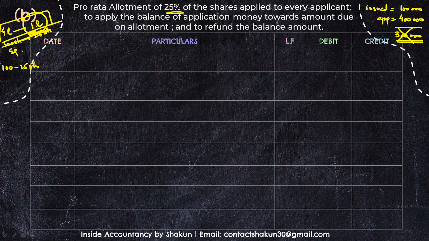Those who asked for 100 shares had paid application money for 100 shares, but we have kept application money for only 25 shares. That means on 75 shares, application money is in excess. So that excess can be utilized. Instead of returning it back to them, we can utilize it towards the next stage, which is allotment. I hope I'm making my point clear to you.